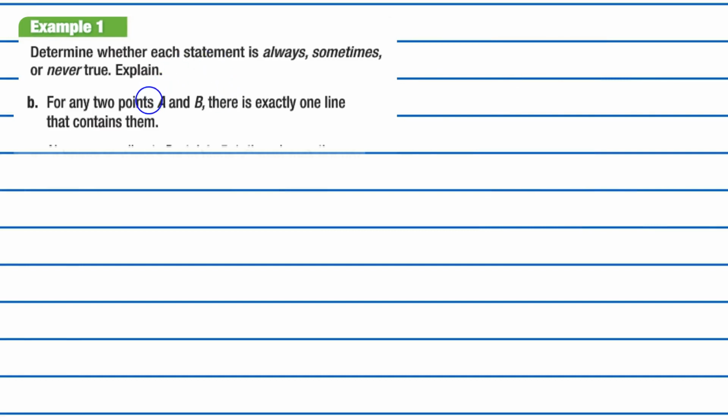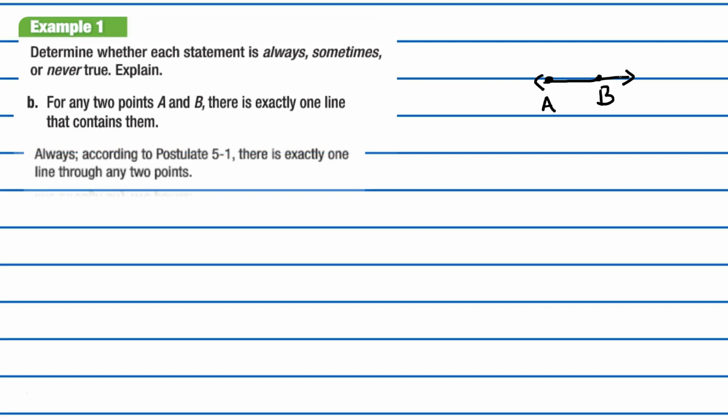And then we have the next part, part B. It says for any 2 points A and B, there's exactly one line that contains them. Point A and point B, there are 2 points. Any 2 points can form a line. So in this case, it's always true, according to postulate 5.1, there's exactly one line through any 2 points.